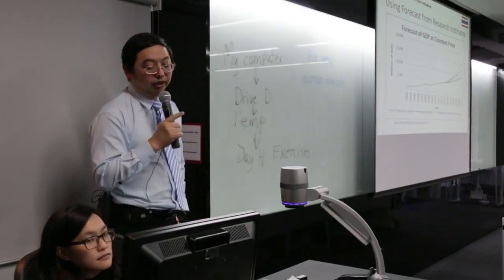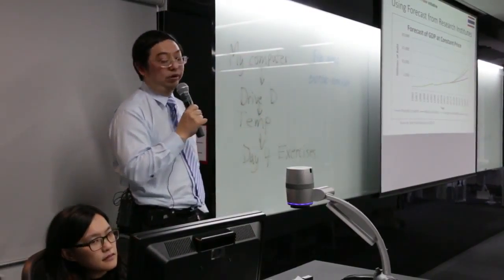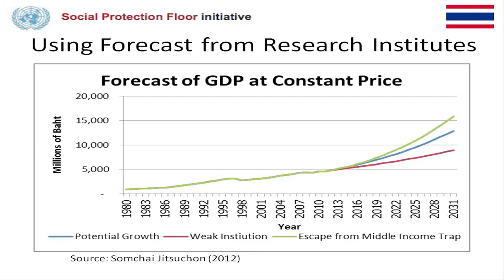So in this projection, Dr. Somchai from TDRI forecast it in three scenarios. The first one, he called the green one, is the high GDP growth. He mentioned it as the GDP growth that is enough to escape the middle income trap for Thailand. The second one, the blue one, is our potential. And the third one is the weak decision. It means that if we do something wrong, maybe the growth is only 2%. If we do it accurately, maybe the growth is around 7%, things like this.